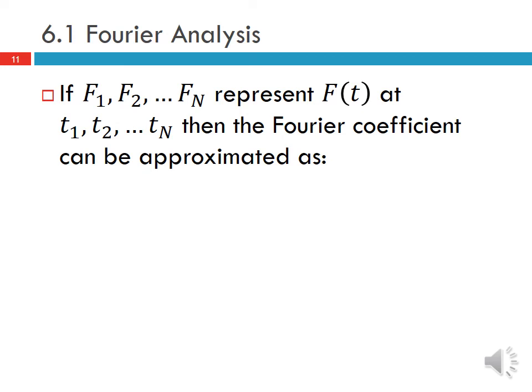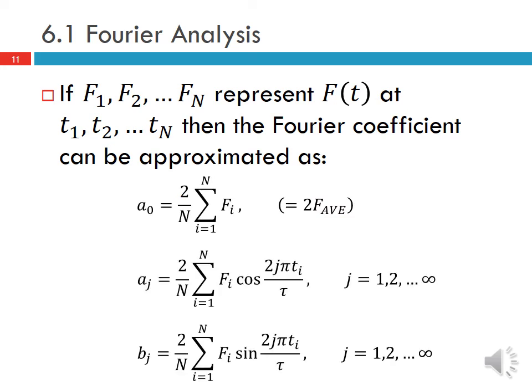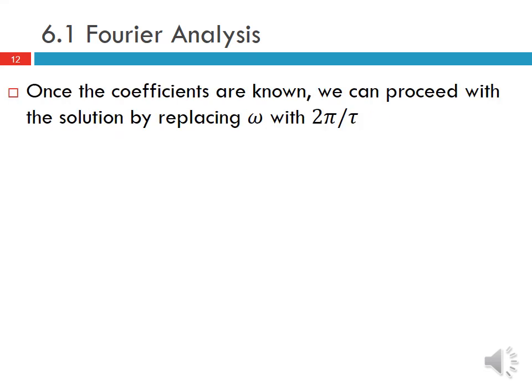Now if f1, f2, up to fn represent f of t, our function, at the different values of time, then the Fourier coefficients can be approximated with these expressions here. So instead of using an integral, we can use this finite sum from 1 to n. And again, we have j's here, where j goes from 1 to infinity. Once the coefficients are known, we can proceed with the solution by replacing omega with 2 pi over tau.